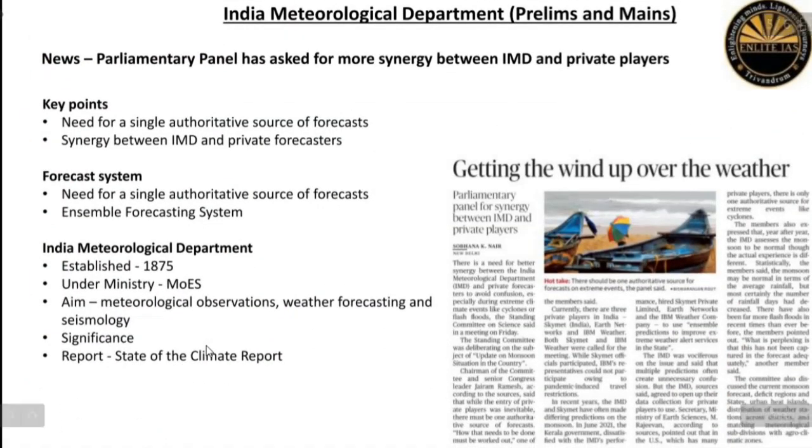Moving on. The last topic that we'll be considering for the day is the Indian Meteorological Department. Recently, a parliamentary panel has asked for more synergy between the Indian Meteorological Department and private players, and has asked for a single authoritative source of forecast. This is important because we have seen that various private forecasters have made differing forecasts from IMD, so there is a need for coherence between different forecasts in the country.